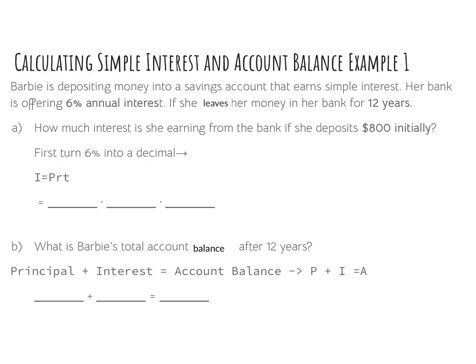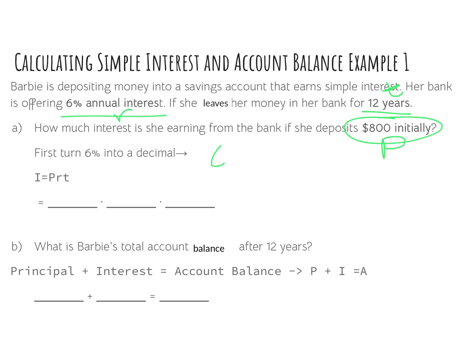Calculating simple interest and account balance, example 1. Barbie is depositing money into a savings account that earns simple interest. Her bank is offering 6% annual interest. If she leaves her money in the bank for 12 years, how much interest is she earning from the bank if she deposits $800 initially? The $800 is going to be our principal. The 6% is our rate, and the 12 years is our time.